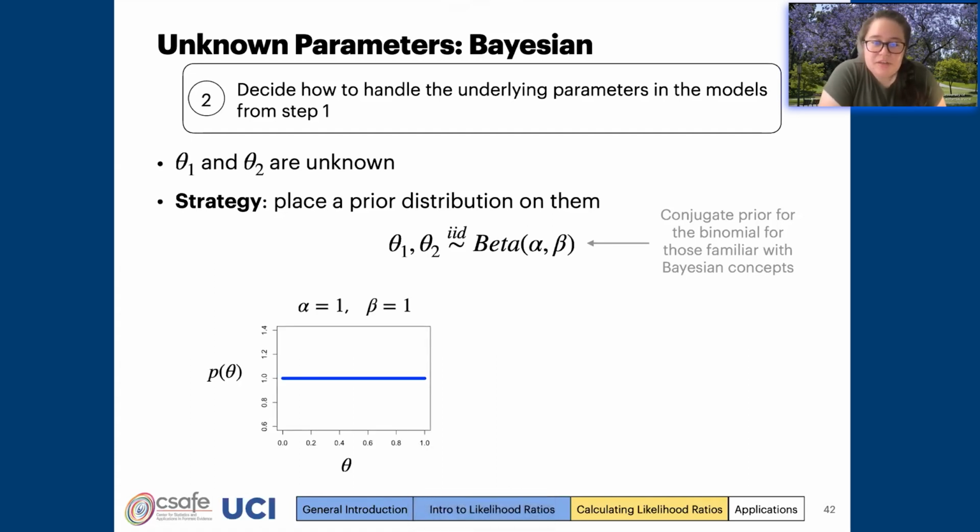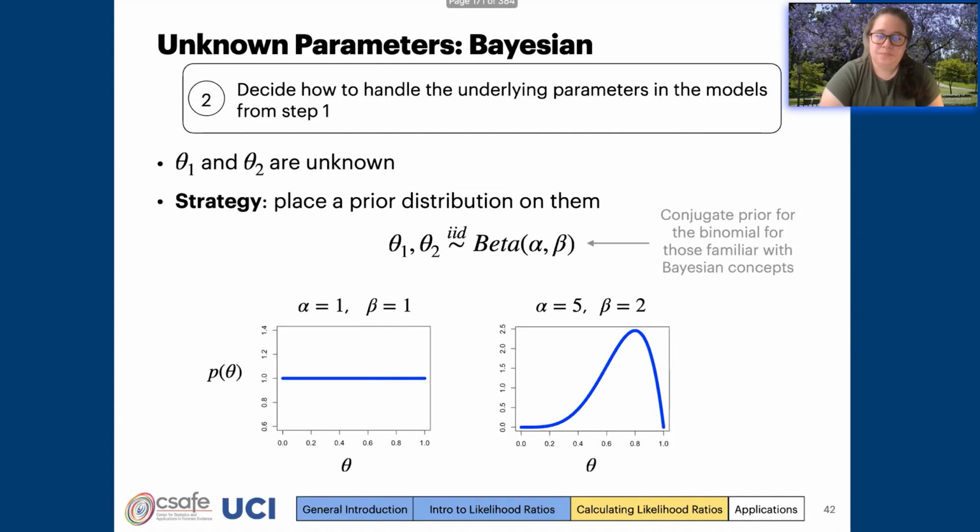The beta distribution has these 2 parameters that govern what it looks like. We could set both of these parameters equal to 1, and in this case, we just get the uniform distribution. So any values for the thetas between 0 and 1 are all equally likely. We just see this flat line here across all values.